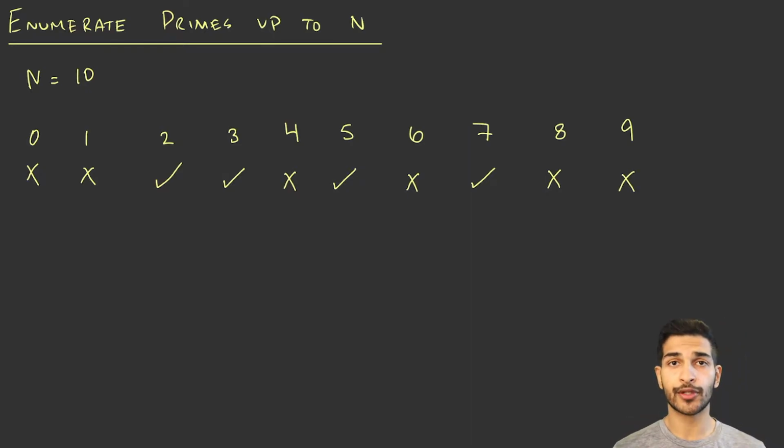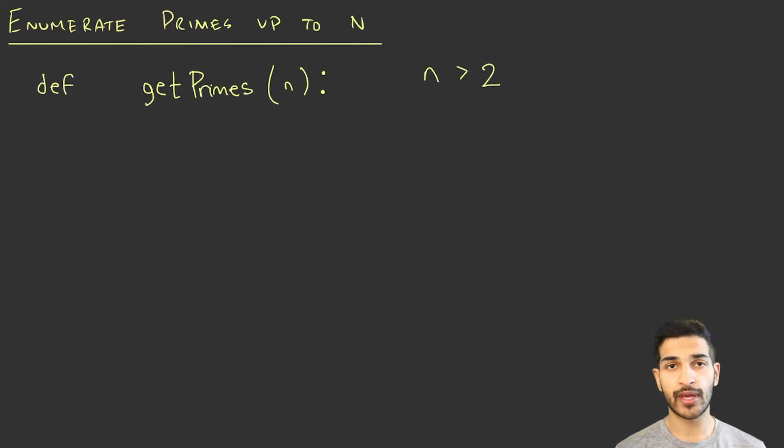Let's code up the simple solution and see if we can improve on it by using some simple algebra. So we have our function signature getPrimes, which takes in a value n. For the purposes of this problem, it's safe to assume that n is greater than 2, as 2 is the smallest prime number and it's not interesting to have n smaller than 2.